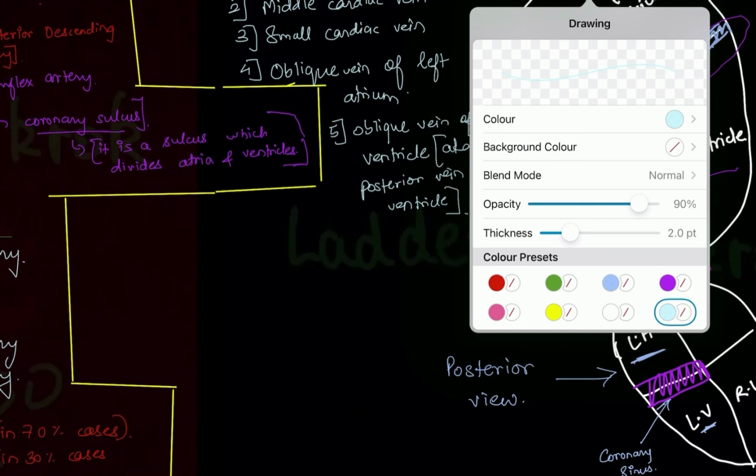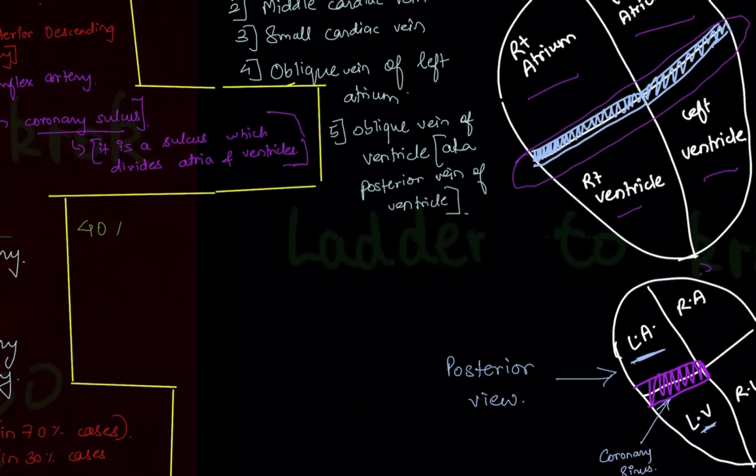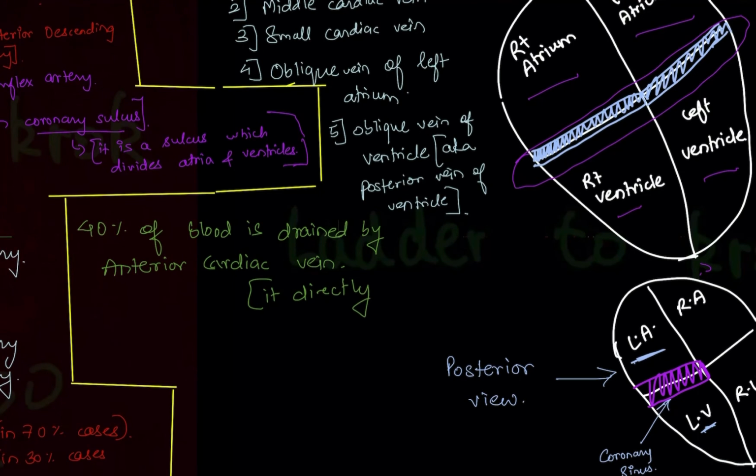Now 60% of the blood is drained by the coronary sinus. What about the rest? 40% of the blood is drained by the anterior cardiac vein. Write down its opening: it directly opens into the right atrium, like the coronary sinus.